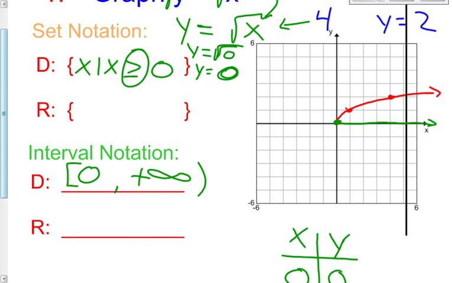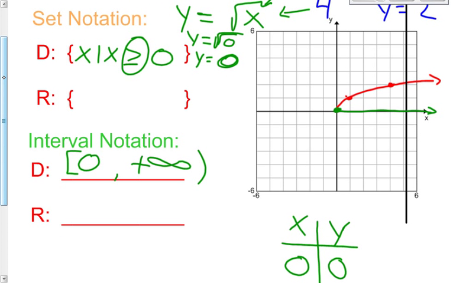Make sure you have that greater than or equal to. If you just have greater than on a test, I will have to take off half of a point. So make sure you have that greater than or equal to sign, because it can equal 0. This function does exist when x equals 0, so it could equal 0. All right, there's our set notation domain.